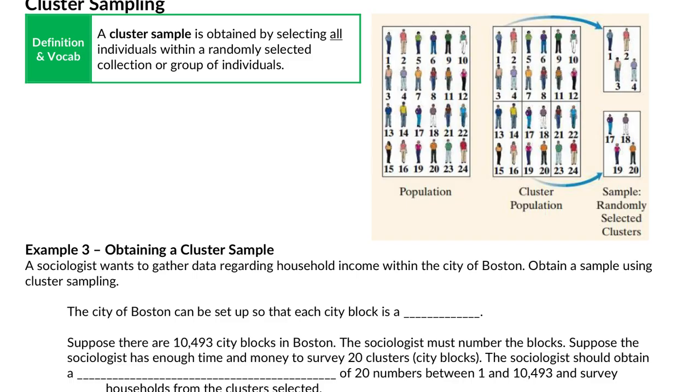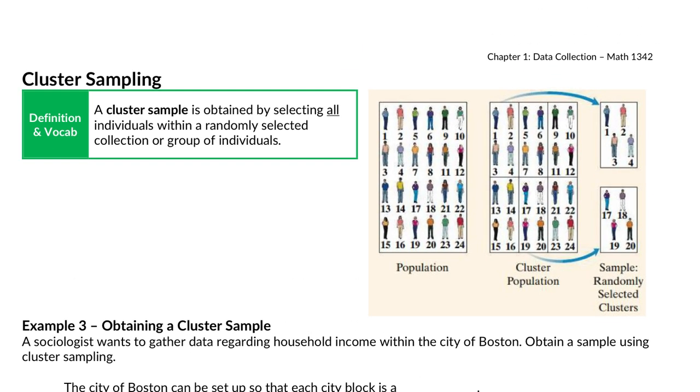The last type of sampling we have is called cluster sampling. A cluster sample is obtained by selecting all of the individuals within a randomly selected collection or group of individuals. So let's say we take the entire population and we split it like we have in this image. Then we're not taking a random sample out of each stratum, that would be stratified sampling. You're choosing an entire chunk and you're going to select those and survey everybody, all of them.